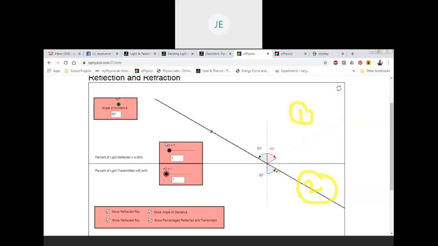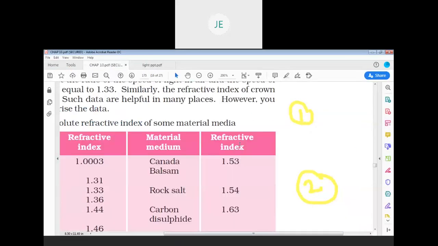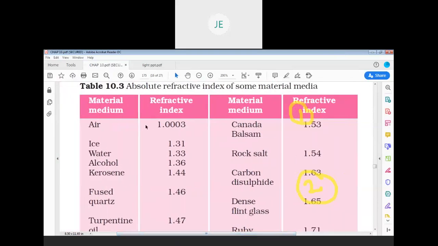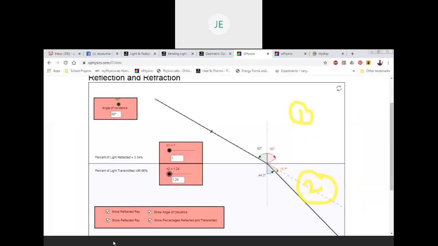So here N1 is equal to 1, that is nothing but the air medium, and this medium is changed. If you change the value of this refractive index, then accordingly you can name the medium. The values are given here. For example, for air it is 1.0003, ice 1.31, water 1.33. So let us take 1.33. If we take 1.33, that becomes water.